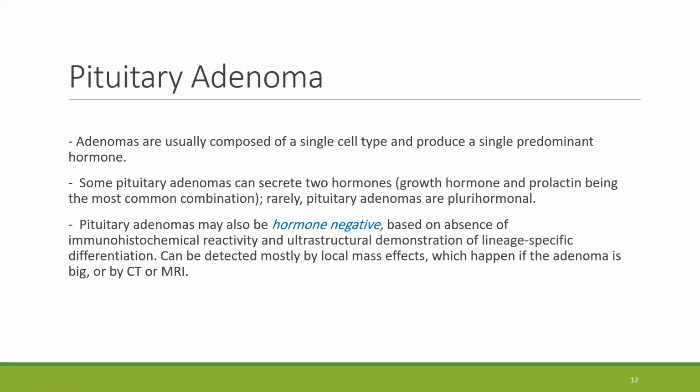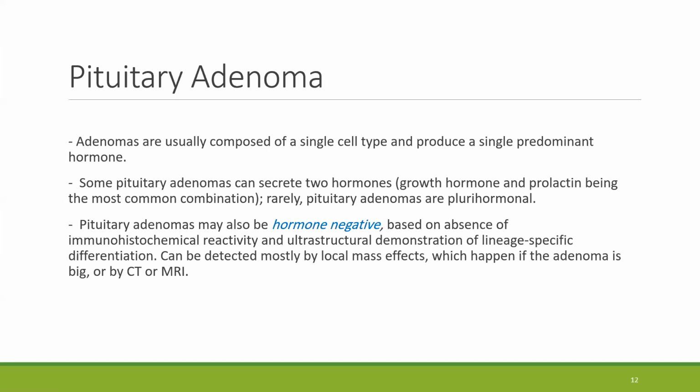Adenomas, usually in the majority of cases, are composed of one cell type. So one cell type gets proliferated to give us the adenoma, like the growth hormone cell adenoma, prolactin cell adenoma, and so on. Just remember, sometimes in rare adenomas, we can see more than one cell type and more than one hormone. Many times we have growth hormone and prolactin being produced together. There are some types of cells that can produce both of these hormones.